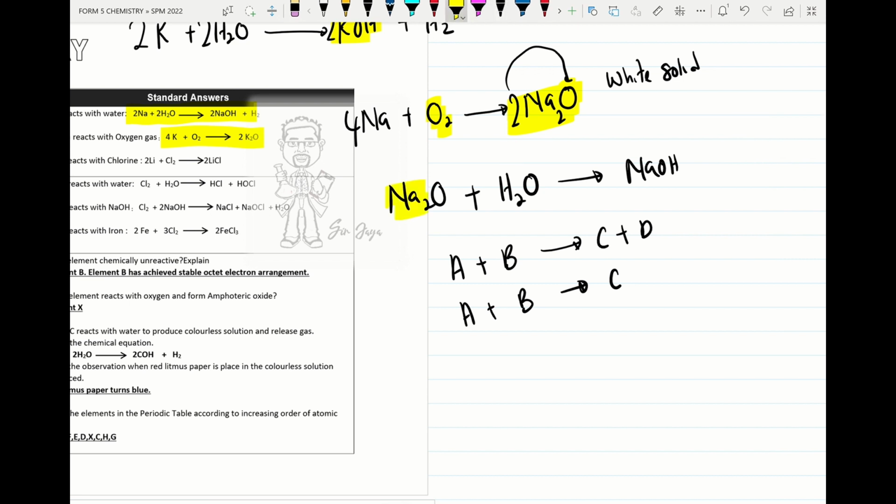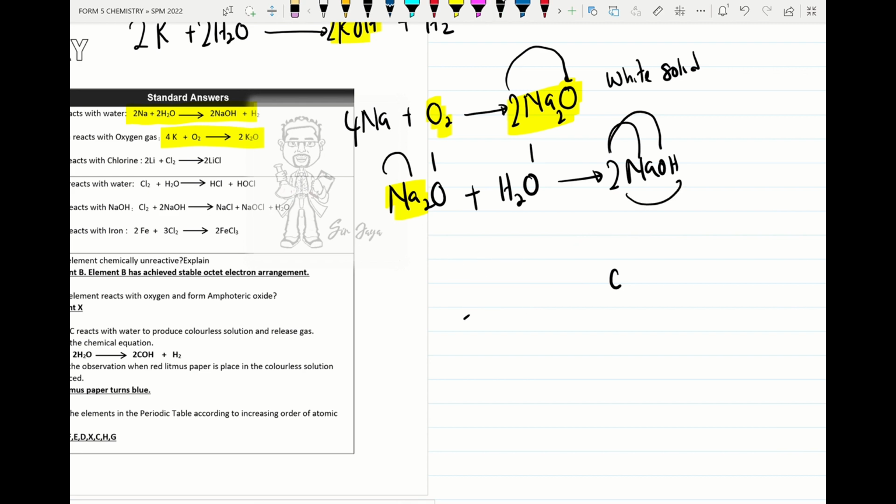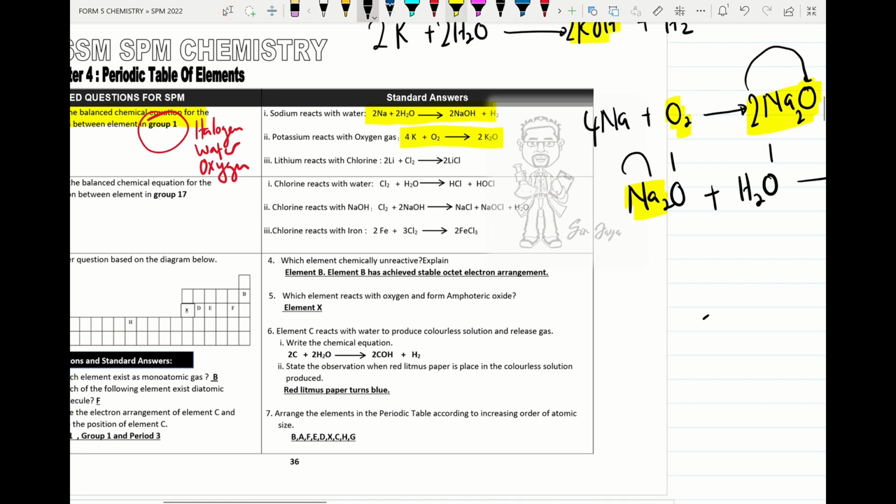So how to balance the chemical equation? I put in front of sodium 2. Here sodium 2, oxygen 1 plus 1, 2, so oxygen 2, hydrogen 2, hydrogen 2. So please try to practice more on this part. So we move on to the next one, lithium reacts with chlorine. So try to practice this equation.